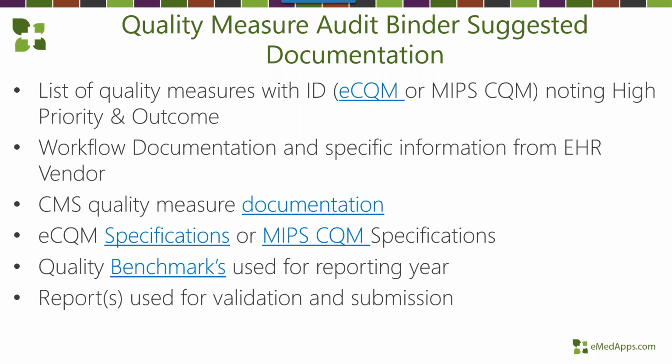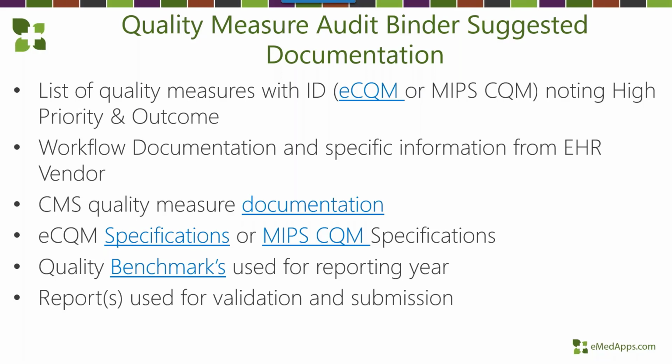So suggestions in regards to our quality measures are a list of the measures that you are working on throughout the year, making sure that you have the high priority and outcome measures listed within that list that you're working on. Any kind of workflow documentation and specific information from your EHR vendor, along with the CMS documentation related to those quality measure selections that you've chosen. Any kind of specifications related to either the eCQMs or the MIPS CQMs.